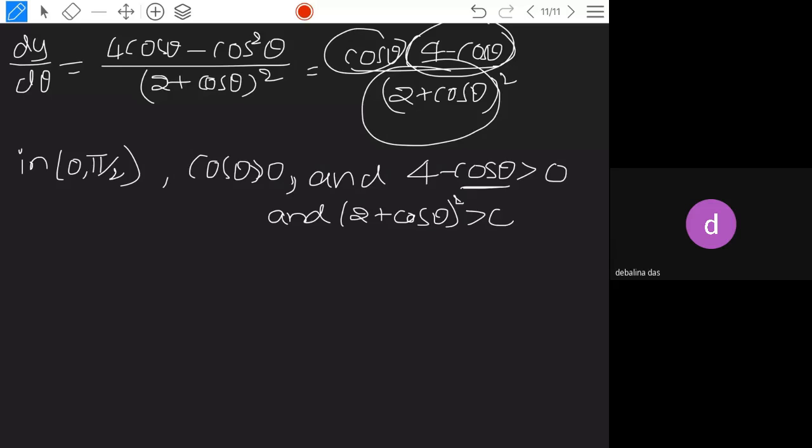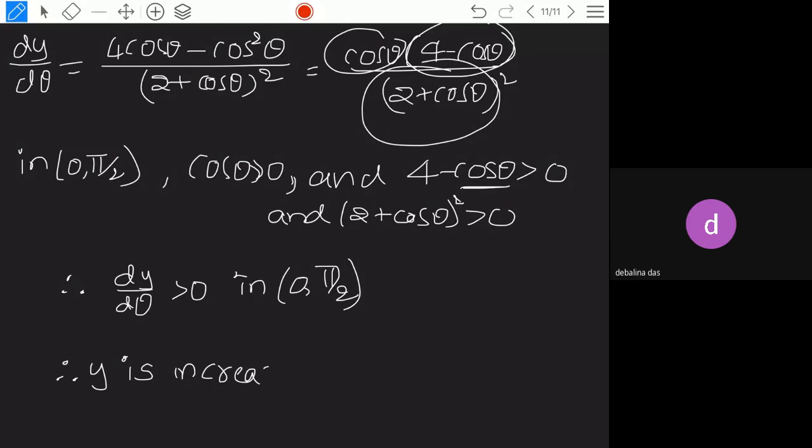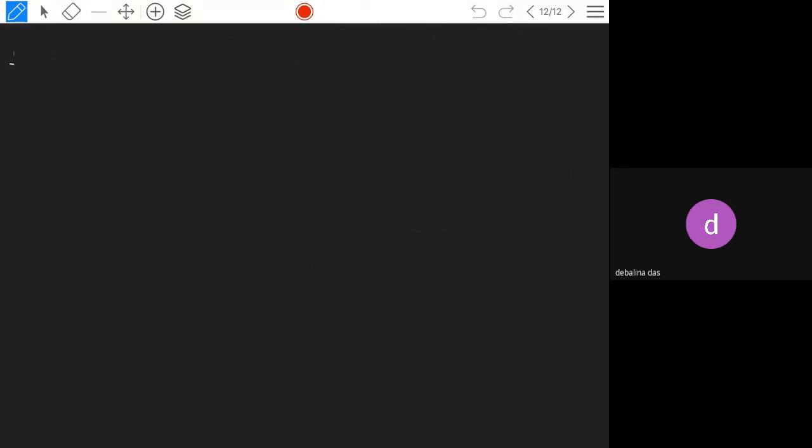So therefore you can say that dy by d theta is greater than 0 in the interval 0 to pi by 2. The open interval is to be taken into consideration here, not the closed interval. So the function given to you, y, is increasing in the interval 0 to pi by 2. Practice this problem and the 7th problem more; all the remaining problems are very simple problems.